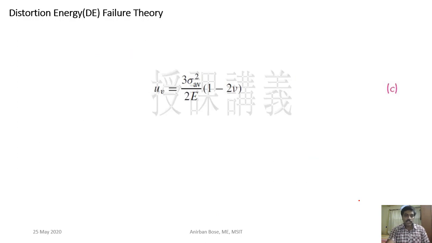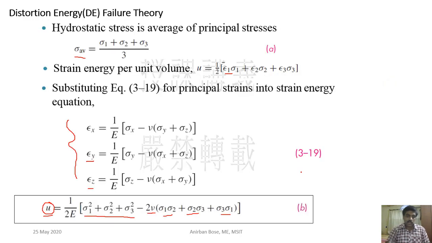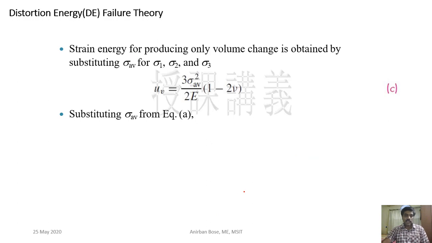So volumetric strain energy can be calculated in the same expression by putting sigma 1, sigma 2, sigma 3 all the same and equal to sigma average. If you put that, then the strain energy per unit volume is nothing but the hydrostatic strain energy per unit volume. So in this way you calculate the volumetric strain energy. Volumetric strain energy means the strain energy corresponding to only the hydrostatic component of stress.